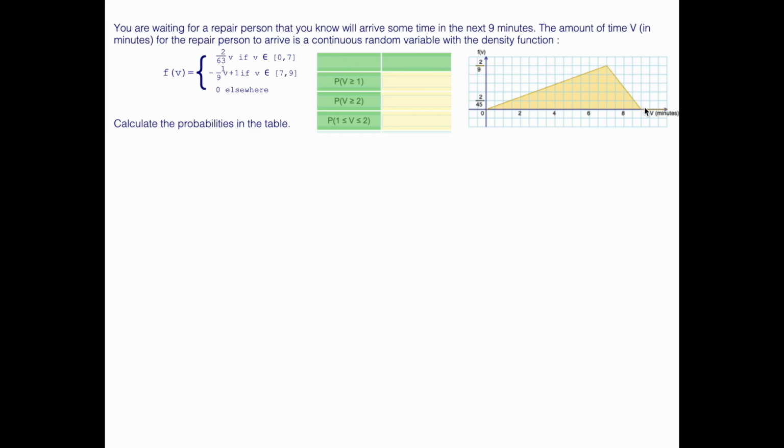We're talking about this line. The equation of this line is negative 1/9 v plus 1. Then it's 0 everywhere else. 0 here. We want to calculate the probability that v is greater than or equal to 1.